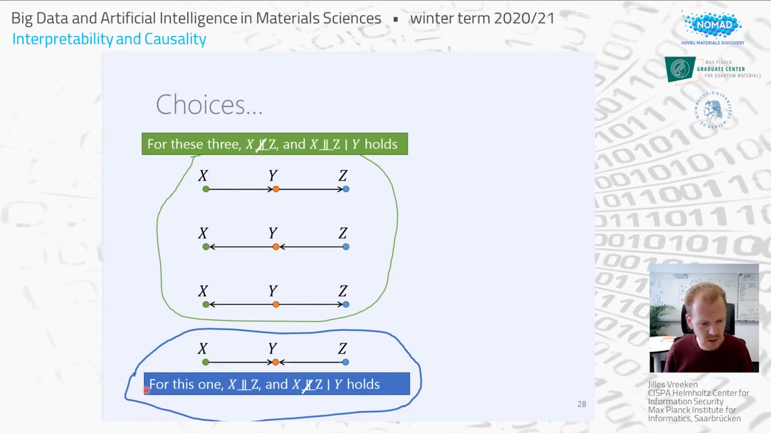So this collider graph is the only one out of these four, and these are the four possible non-triangular shaped orientations we can have with three variables, that we can identify uniquely. So these three form a Markov equivalence class. We can't tell them apart without additional assumptions, additional tricks that I'm not going to go into. And the last one we can tell apart.